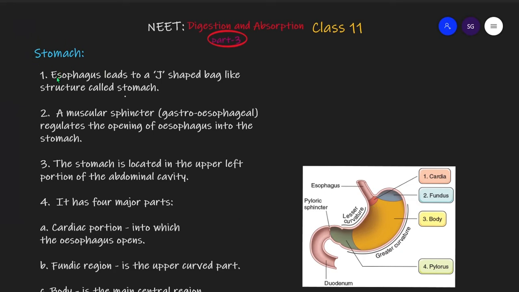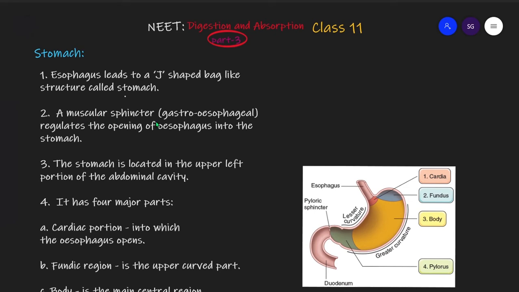In the stomach, the esophagus leads to a J-shaped bag-like structure called the stomach. This is the esophagus. This is J-shaped. The stomach is J-shaped, and the esophagus enters into the stomach at the point where there is a sphincter. This sphincter, which is marked by the black line, is called the gastroesophageal sphincter. Gastro is for stomach, esophageal is for esophagus, so gastroesophageal sphincter.